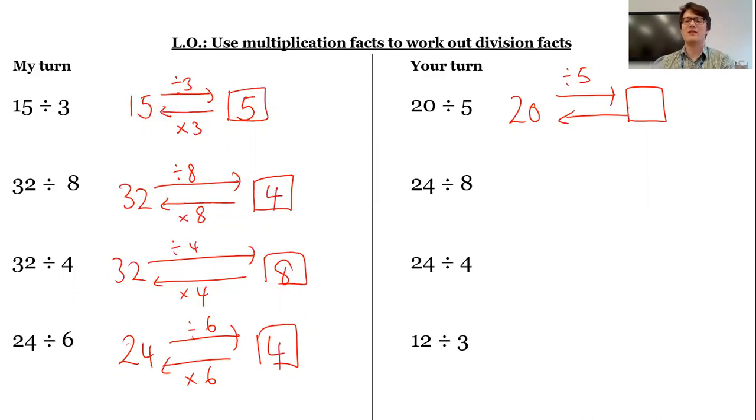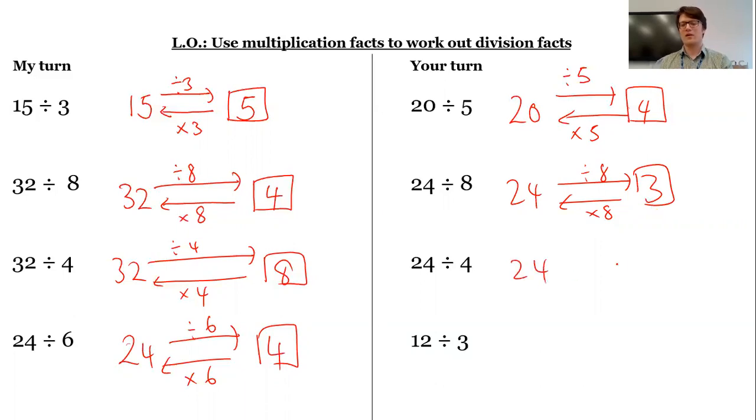Okay, so we end up with something times 5, 4 times 5 is 20. 24 divided by 8 is something. Something times 8 is 24. Well, 8, 16, 24. 3 times 8 is 24. What about this one then? I've halved now what I'm dividing by. So I predict it's going to be 6 because I've halved this, so I'm going to have to double this part to get the same answer. So 4, 8, 12, 16, 20, 24. Oh yeah, times by 6.